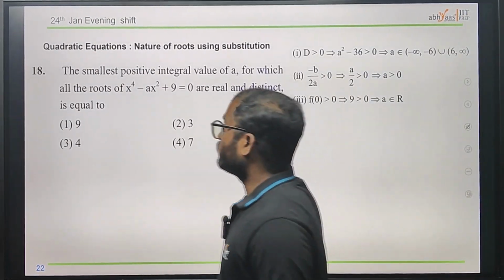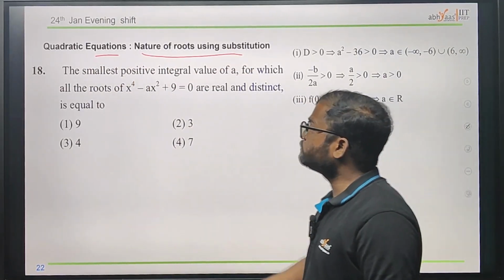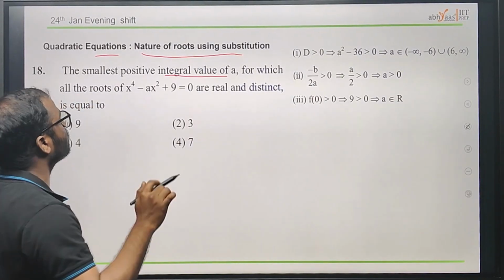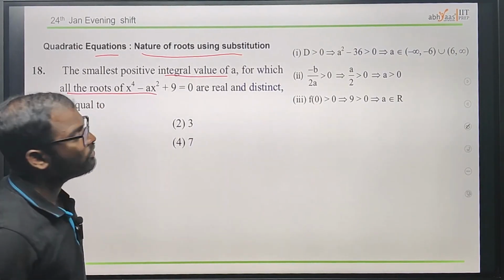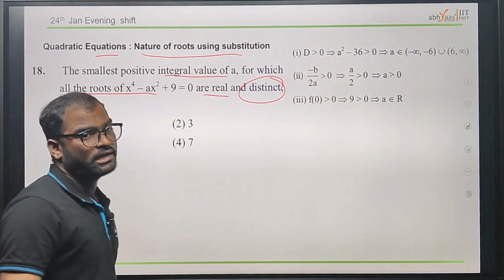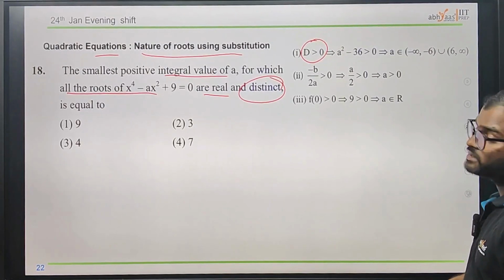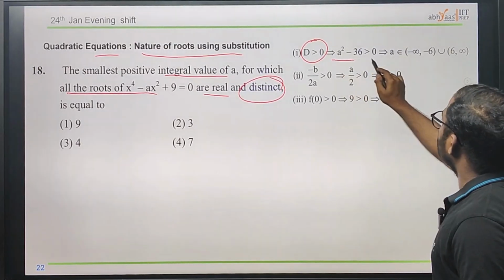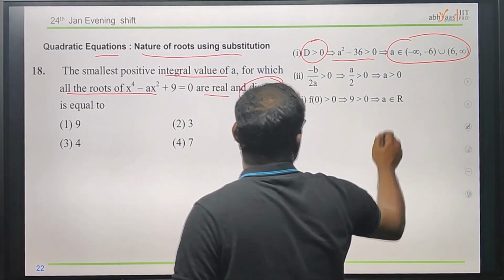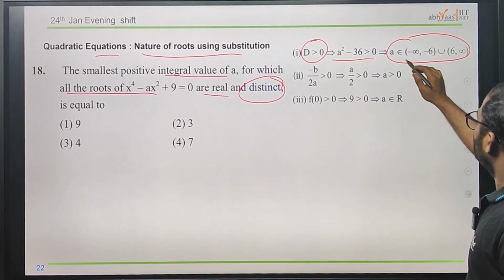Now the next question is on the basis of quadratic equations, which is the nature of the roots using substitution. They are asking about the smallest positive integral value of a, for which all the roots of x power 4 minus x square plus 9 is equal to zero are real and distinct. Real and distinct means nothing but D is greater than 0. Therefore for checking D is greater than 0, we can just use the discriminant. Therefore we got a belongs to this interval. Since we have plus or minus 6, for that reason we have this region.